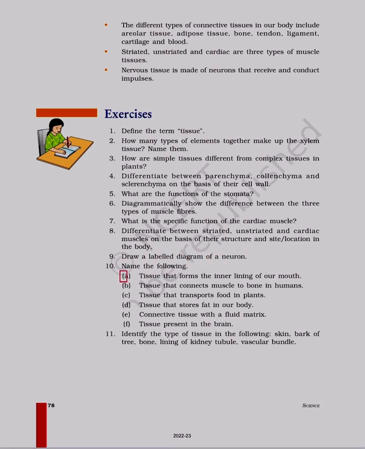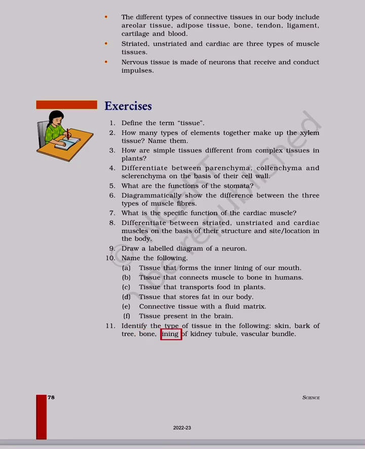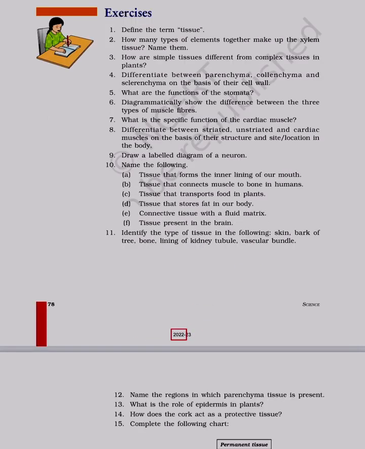10. Name the following. A. Tissue that forms the inner lining of our mouth. B. Tissue that connects muscle to bone in humans. C. Tissue that transports food in plants. D. Tissue that stores fat in our body. E. Connective tissue with a fluid matrix. F. Tissue present in the brain. 11. Identify the type of tissue in the following: skin, bark of tree, bone, lining of kidney tubule, vascular bundle.